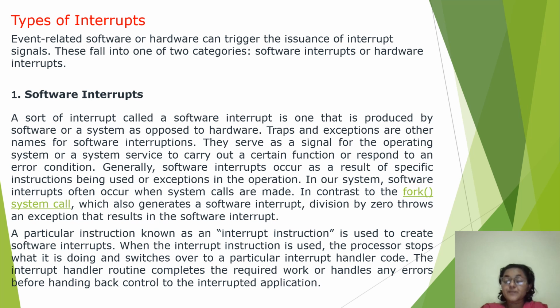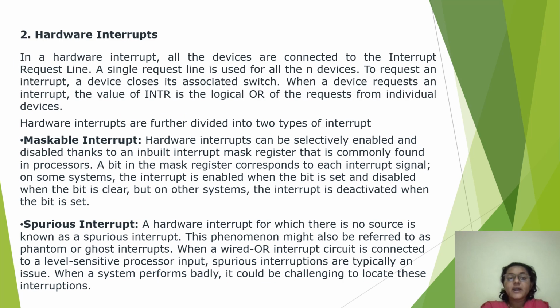When an interrupt instruction is used, the processor stops what it's doing and switches over to a particular interrupt handler code. The interrupt handler routine completes the required work or handles any errors before handing back control to the interrupted application. Whereas in a hardware interrupt, all devices are connected to the interrupt request line.